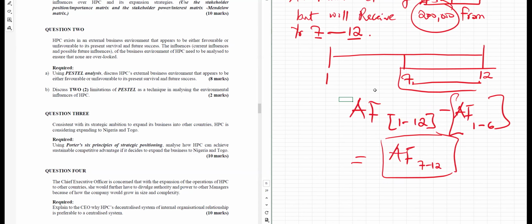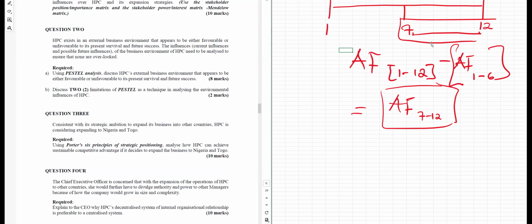Let's see. If I use a discount factor of 15%, find the annuity for me. Let's try. I'll teach you two methods. So, the annuity factor for 12 years at 15%.